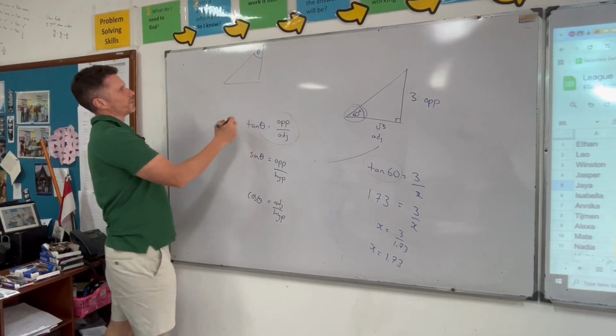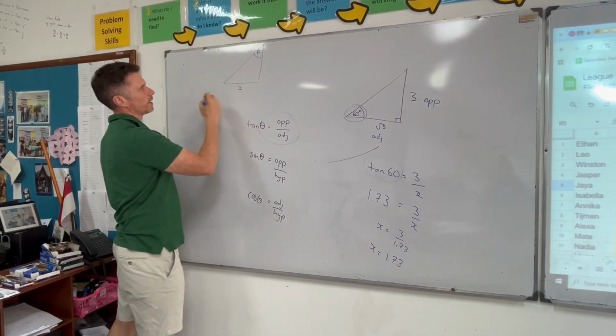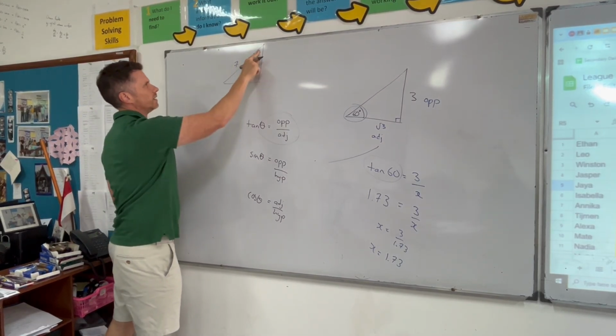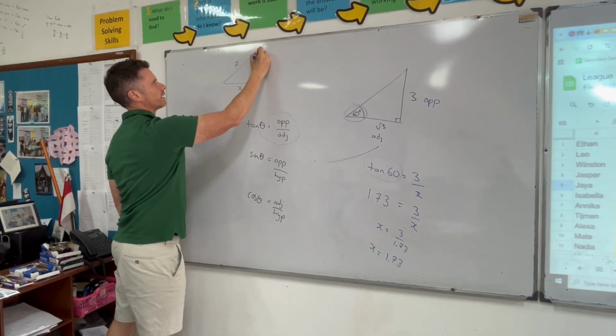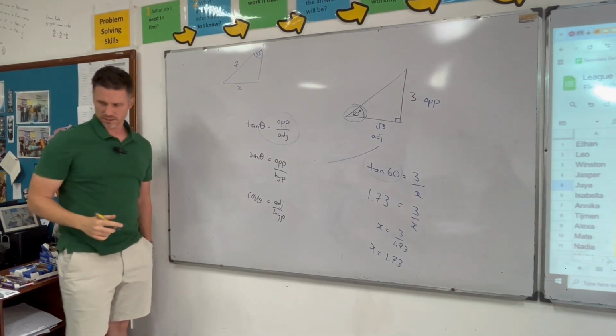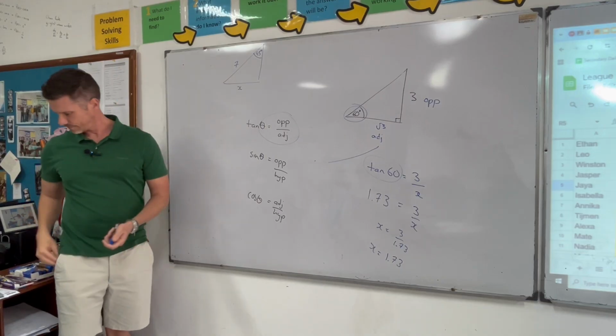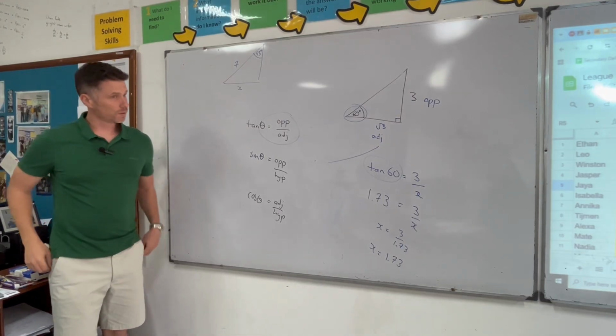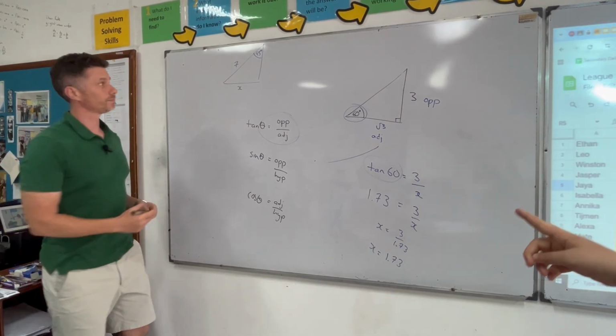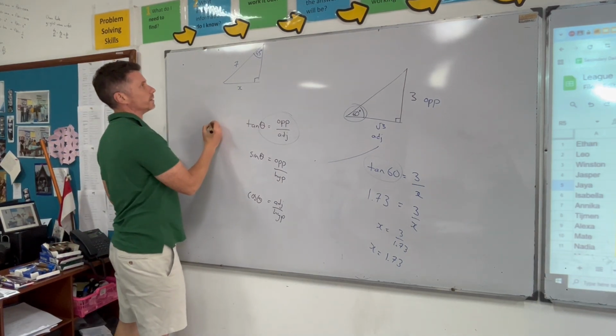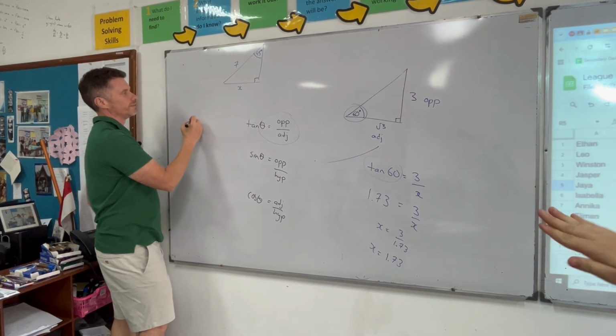Okay, let's do one more before I set you on your way. Let's put x here and 7 here. And let's give this an awkward angle, 43 degrees. Now I pick what my strategy is. Which two do I have? All right, I have, yes.